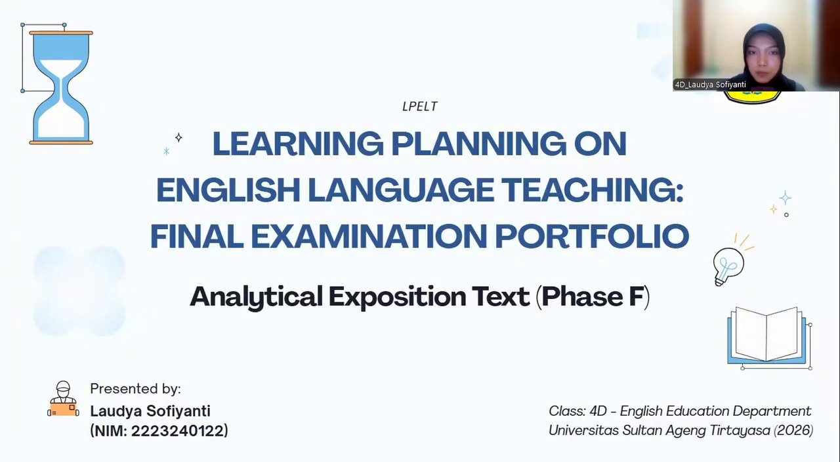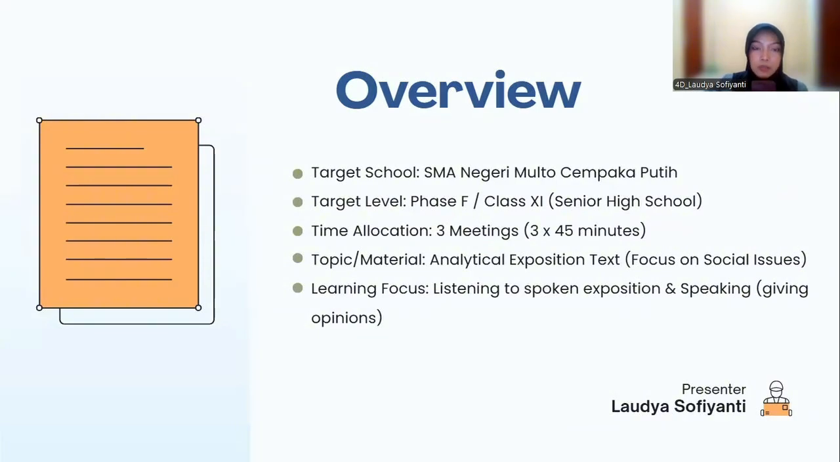My name is Laudia Sofianti. My student number is 22232402122 and I'm from class 4D of the English Education Department at Universitas Sultan Ageng Tirtayasa. Today I am very honored to present my final examination portfolio for the learning planning on English language teaching course. In this presentation, I will break down the lesson plan or module ajar that I have designed for senior high school students. Let us begin with the project overview.